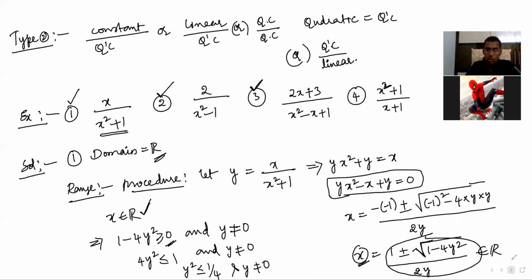I will do it, and you can too: 2x plus 3 by x square minus x plus 1. See, I am giving this randomly. That's why you may get some weird answer. 2x plus 3 by x square minus x plus 1.